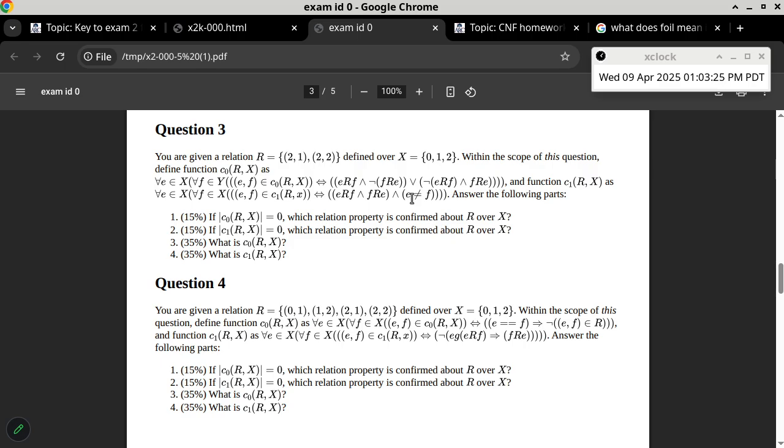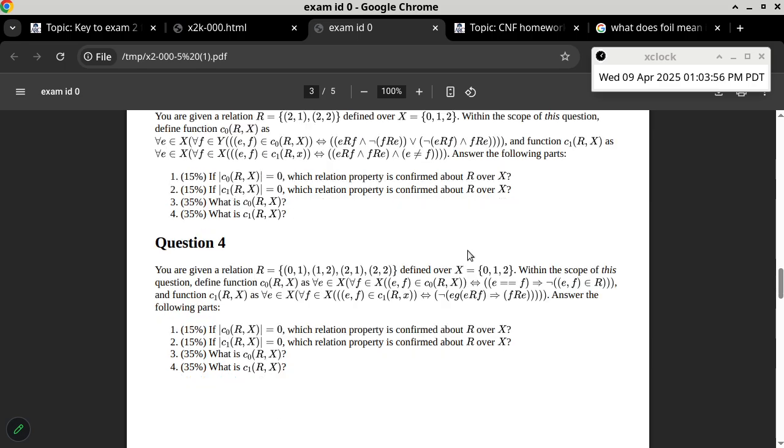That is correct. If R had 1 2 in it, then C0 would return an empty set because it would be symmetric in that case. But then C1 would return the two elements, which is 2 1 and 1 2. All right. Any other questions about number three?